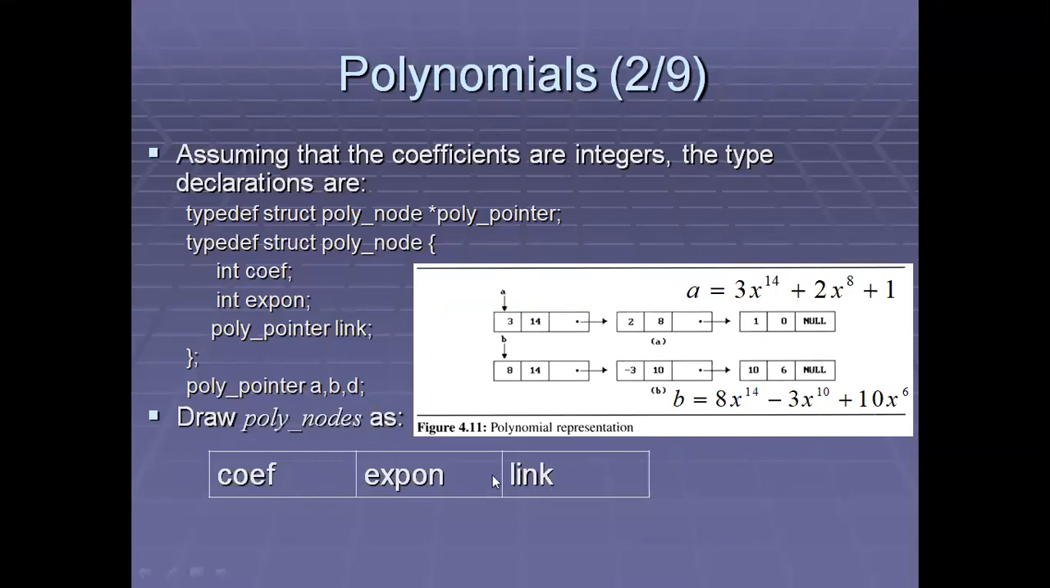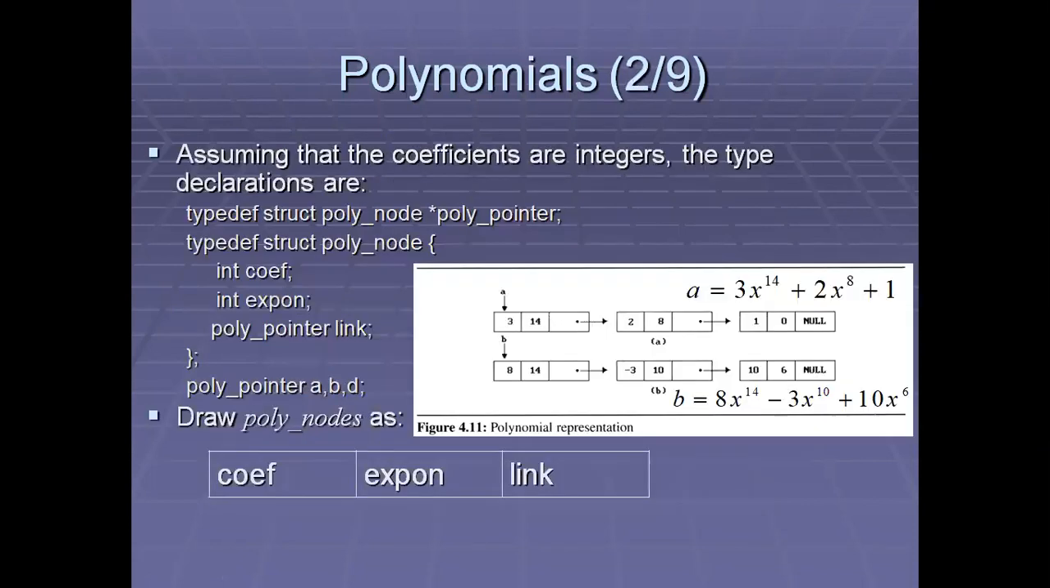The same thing I represented in our data structure node. You can see here: int coefficient, int exponent, poly_pointer link. So poly_pointer link means what? It is nothing but a pointer to a node of type poly_node.